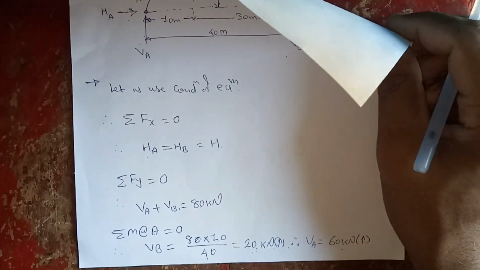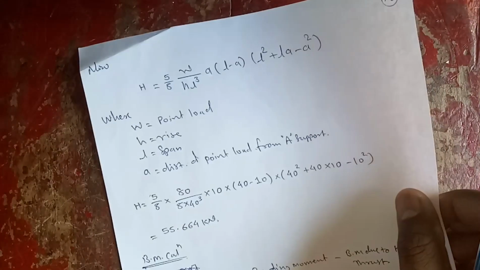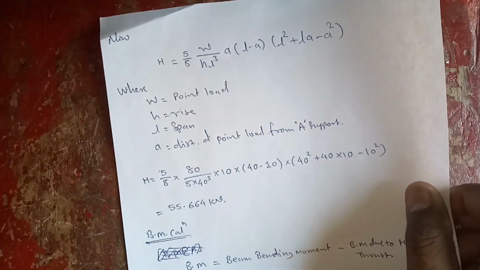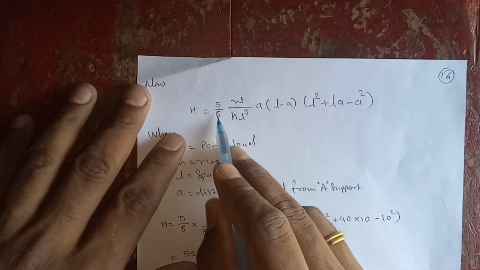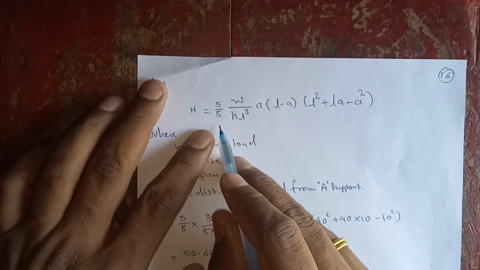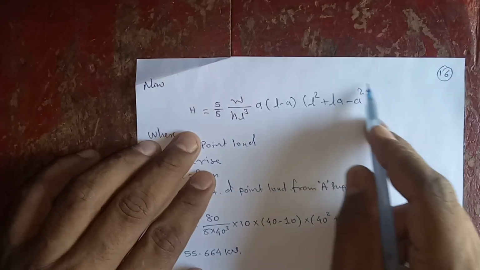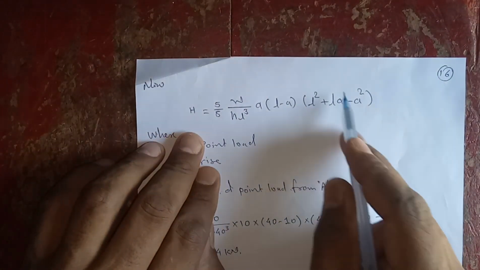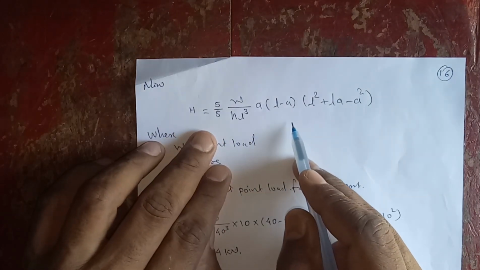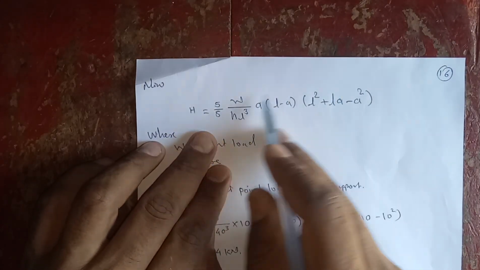So once you calculate that beam reaction, we have to calculate the horizontal force. Horizontal force we know how to calculate. This is the equation that we already derived, and in the exam you have to remember this equation. If you get a numerical, then you can directly use this equation, or if it is asked to derive, then you have to derive this equation.